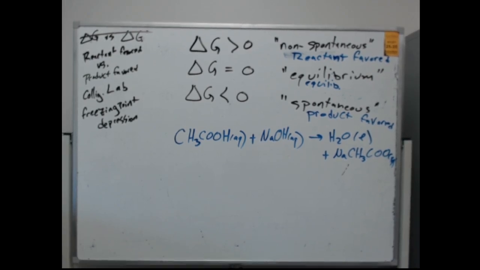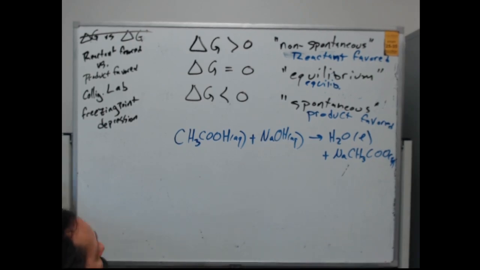It's going to be spontaneous. I just know because I know this reaction, right? We'd have to have some other information to know otherwise. But I picked one that's particularly product favored. So what does it mean for it to be product favored with this context of concentrations?